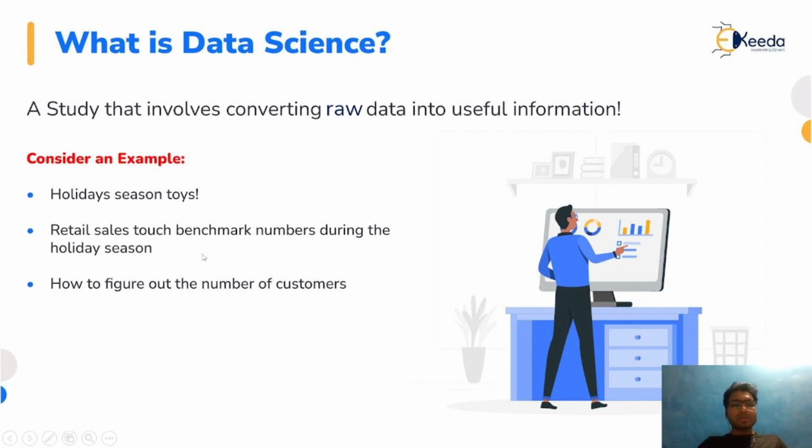Second is retail sales touch benchmark number during the holiday season. This is one kind of information where they are saying that retail sales are higher during the holiday season as compared to the normal season. So this is one piece of information which has been derived from our raw data.